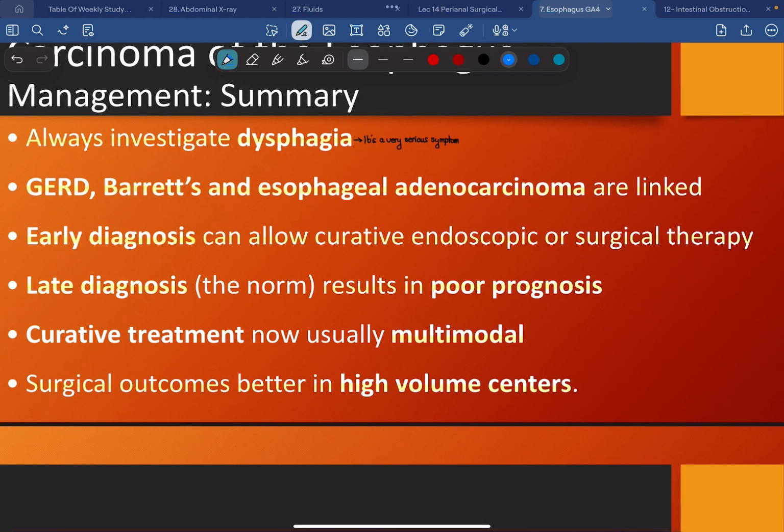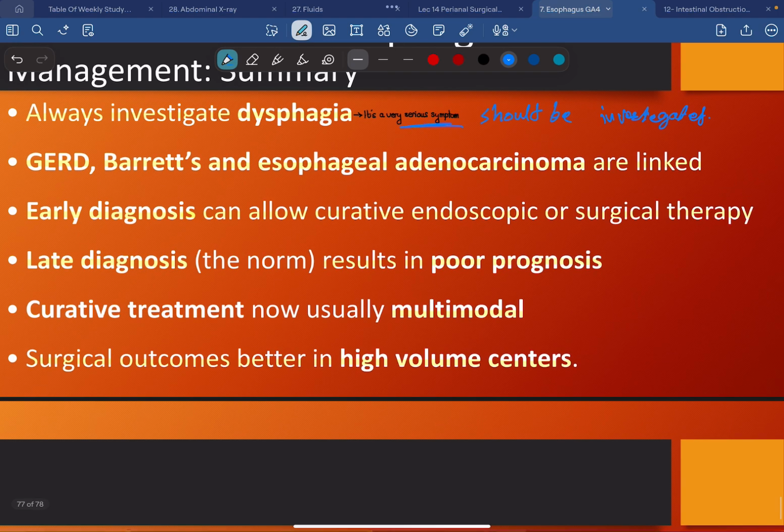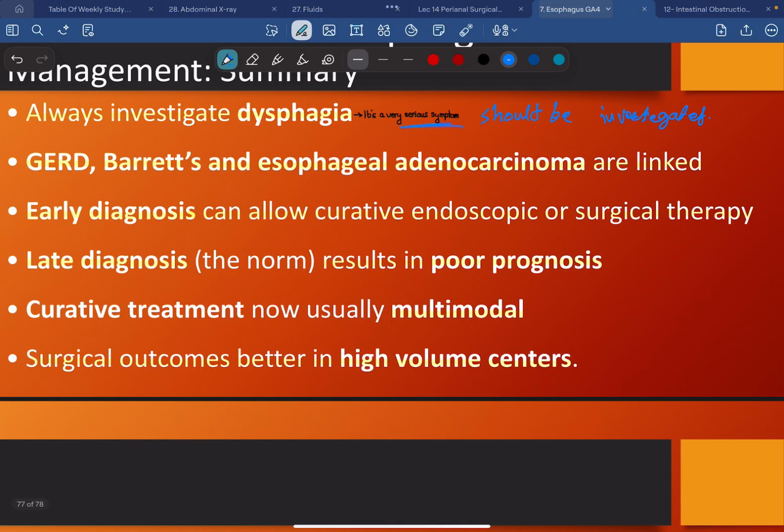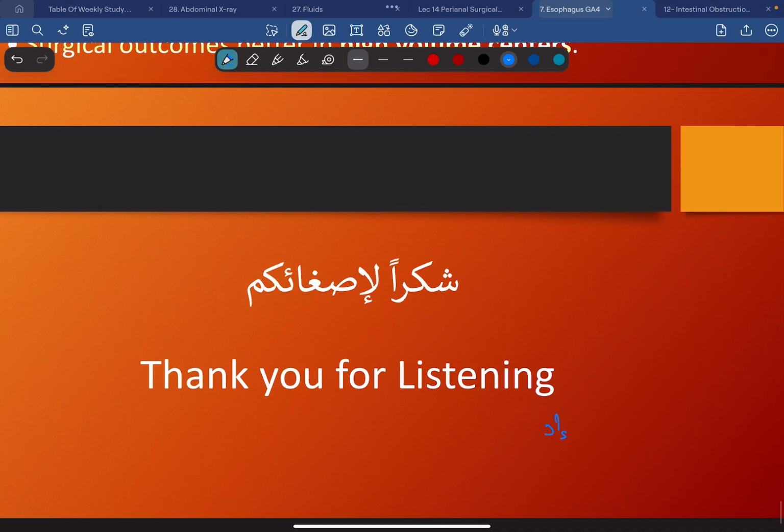In summary, don't ever neglect dysphagia. Dysphagia should always be investigated. GERD and Barrett's esophagus are associated with adenocarcinoma of the lower esophagus. Early diagnosis is the most important thing to allow curative treatment. Late diagnosis results in poor prognosis. Curative treatment is multimodal, by a multidisciplinary team. Surgical outcome is better in high volume centers. Cancer of the esophagus should be operated on in specialized centers, not by a surgeon who is doing a case every 5 years.